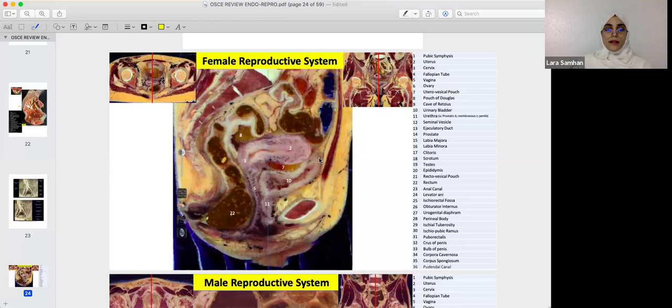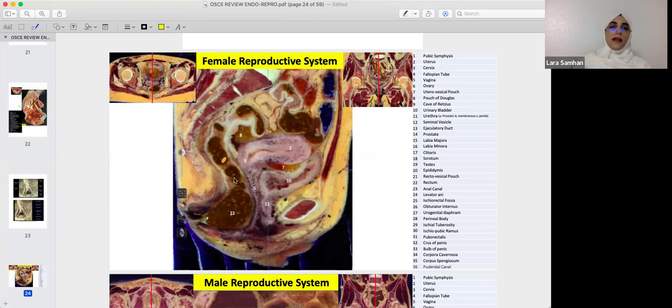As you can see here, this is a sagittal section of the lower part. We can see that this is the uterus, and this is the rectum, or the colon in general. And this structure in front is basically the urinary bladder. So, one, two, and three. Once we see these three structures, we know that this is basically the female reproductive system: the urinary bladder, the uterus, and the colon.